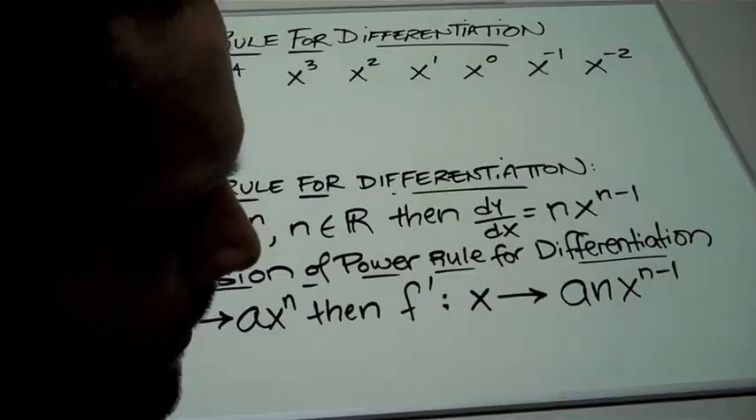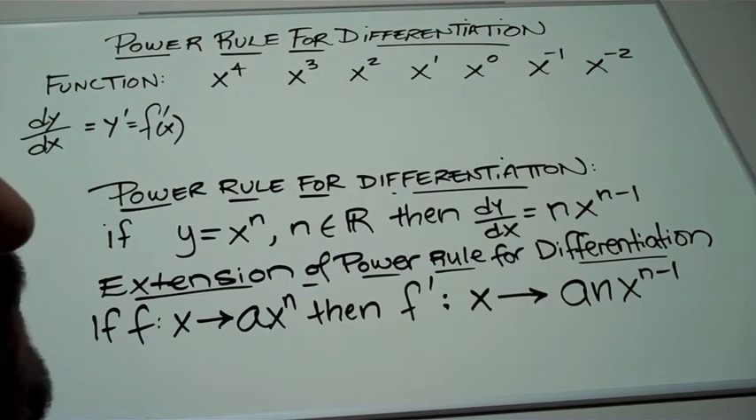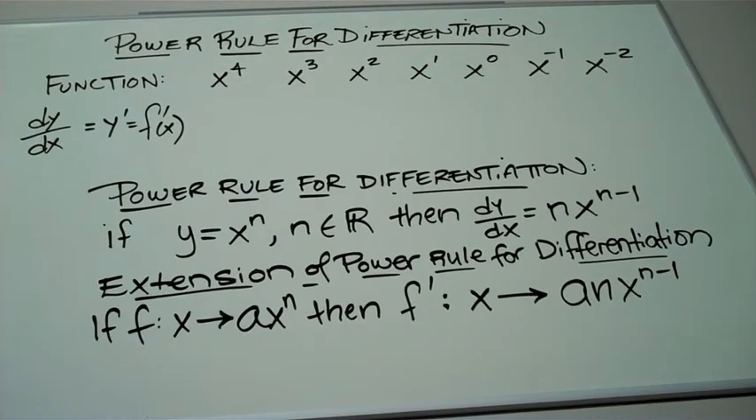The power rule for differentiation. We've just discussed finding the derivative of a function from first principles. And remember, always keep in mind that the derivative of a function is just the gradient at a particular point. It's the slope of the tangent line at a particular point.